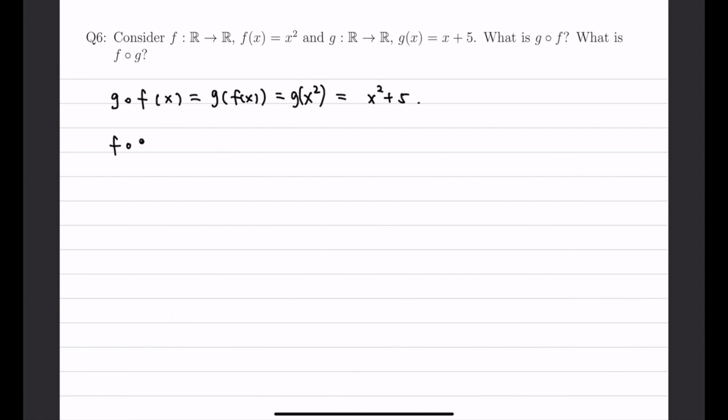And f compose g of x, so here g will be applied first and then we will apply f. So it's f of g of x. So it will be f of x plus 5, and this is equal to x plus 5 squared, which is x squared plus 10x plus 25. So here you can observe that the composition is not necessarily commutative, because g compose f and f compose g are different functions.